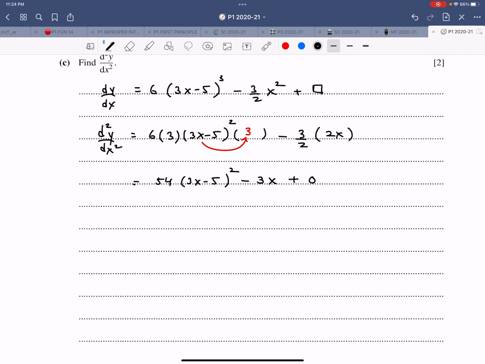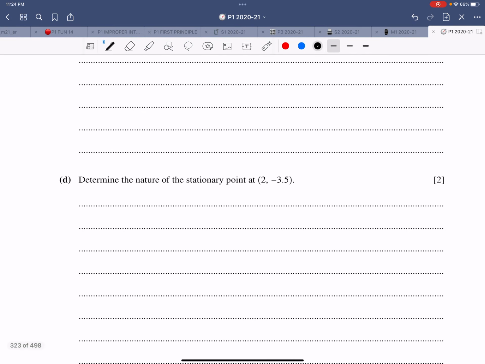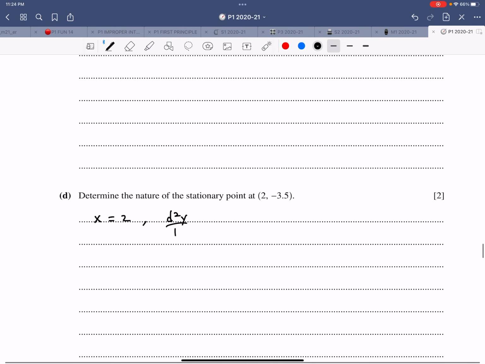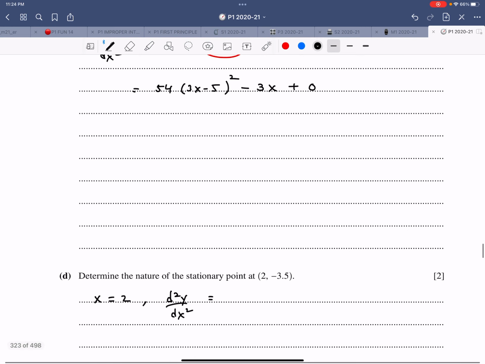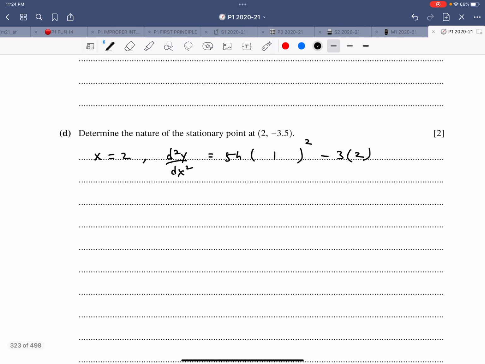This looks beautiful. Determine the nature of the stationary point when x is equal to 2. The second derivative, d squared y over dx squared, that is 54 times (3x minus 5) to the power of 1, minus 3 into 2. So therefore this is 54 minus 6, which is a positive value. Since it's a positive value, this point is in fact a minimum.